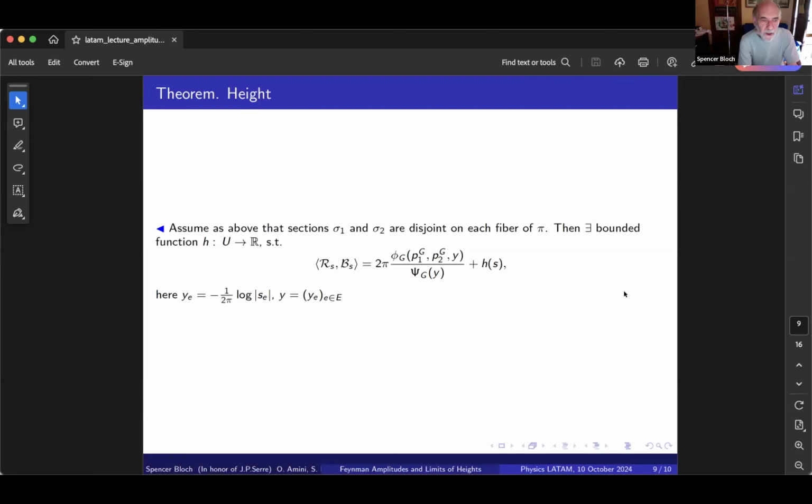I should have written the notation for the path. I have a path parameterized by S here. And as long as the sections stay disjoint, then as a function of S, this is continuous. That is to say, this expression is given by the ratio of the two symanzik polynomials. Remember, psi is the first symanzik, and phi is the second symanzik, which, as I've written, is a little confusing here.